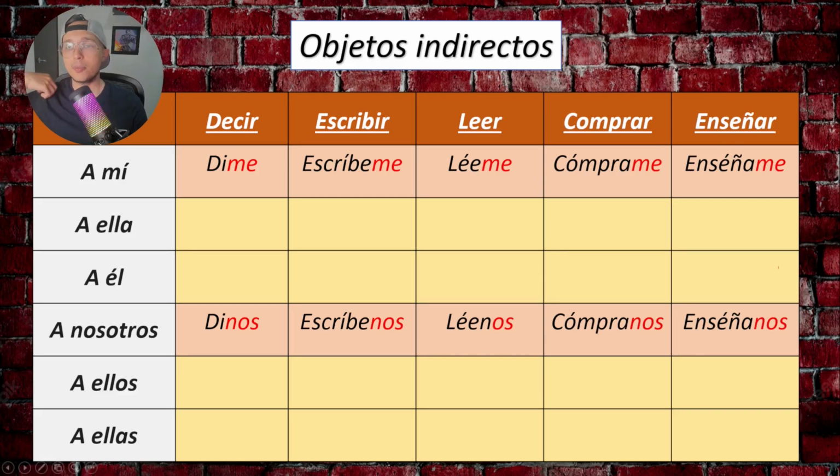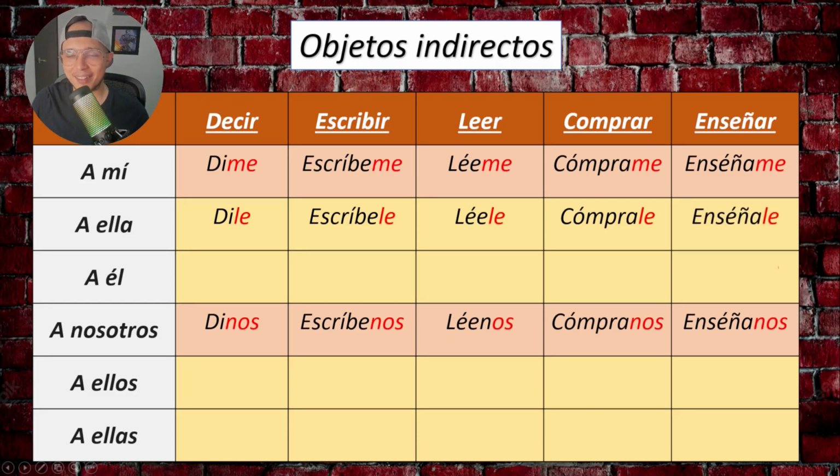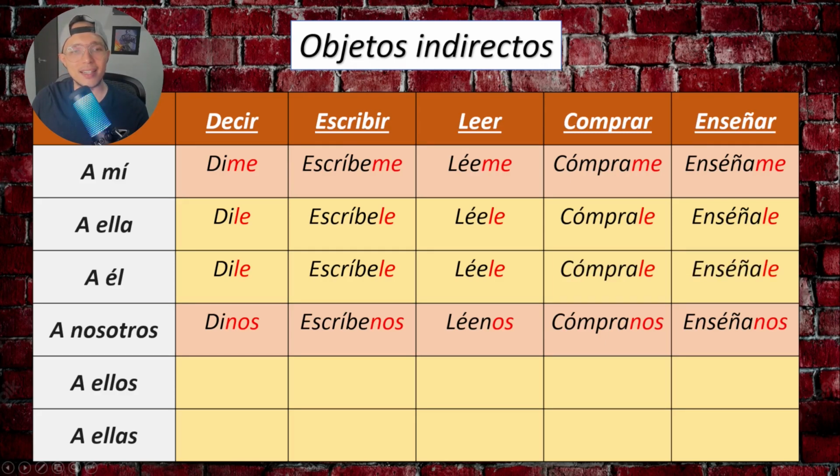Now, in the third person will be a little different. So when we say tell her, we say dile, write to her, escríbele, read her, léele, buy her, cómprale, teach her, enséñale. And now in these objects, ella and él, for masculine and for female, we use the same verbs. So we say dile, escríbele, léele, cómprale, enséñale. So in these cases, le applies for both female and masculine.